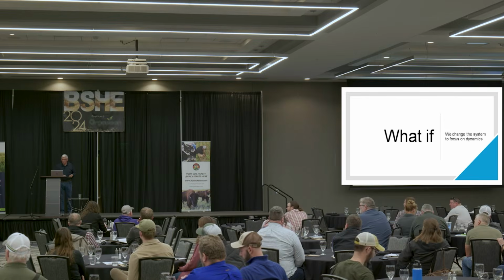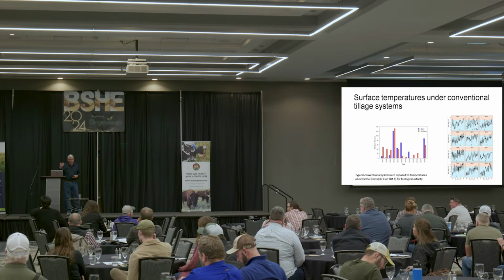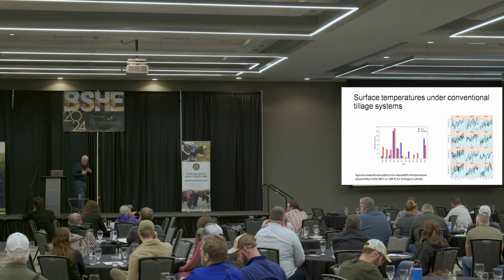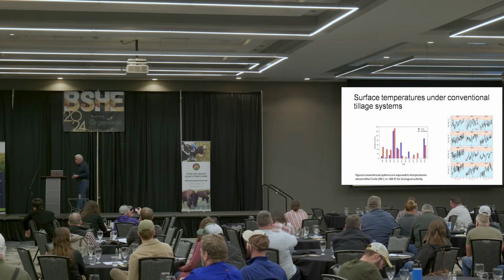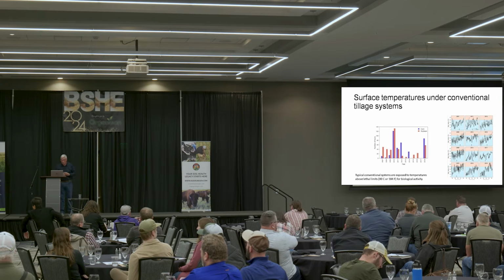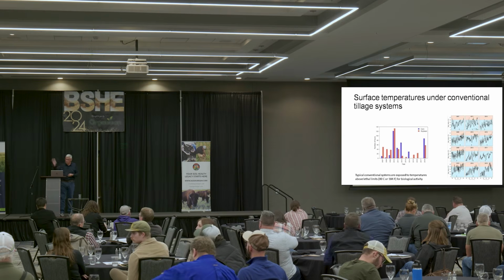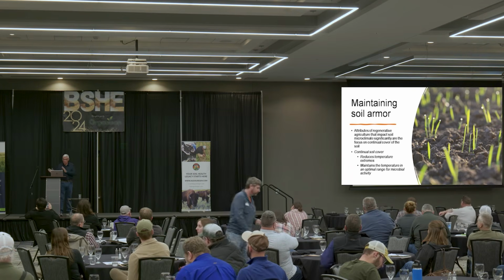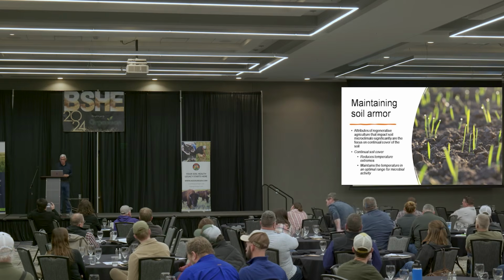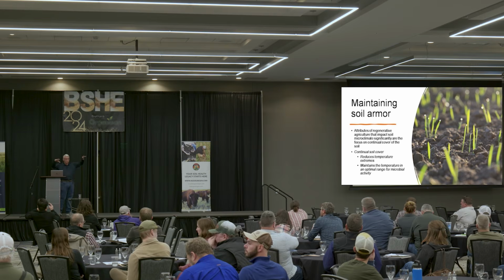And what if we change the system to start focusing on dynamics? A lot of you have seen this before because we have this real understanding of what's happening in terms of temperature at the surface. These are hours above 104 degrees Fahrenheit, and that's when we begin to denature protein. You see that in some years when we maintain soil armor, we reduce the temperature extremes in the soil. We can maintain those temperatures in the optimum range for microbial activity.